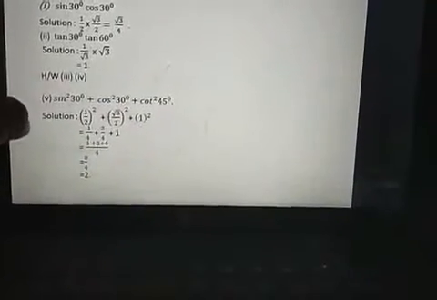And the next step is very easy. We just have to take the LCM. The LCM throughout is 4. So we know it is 1 plus 3 plus 4, which means 8 by 4, which is equal to 2.